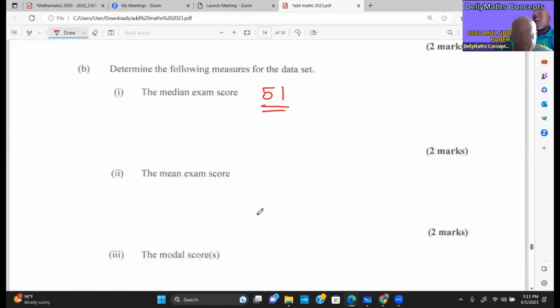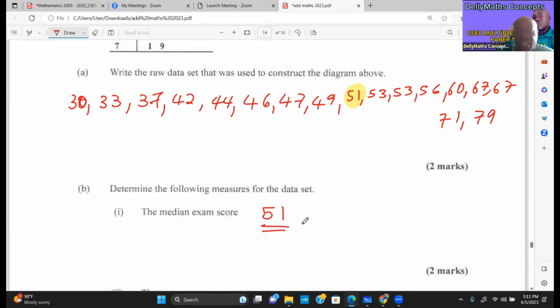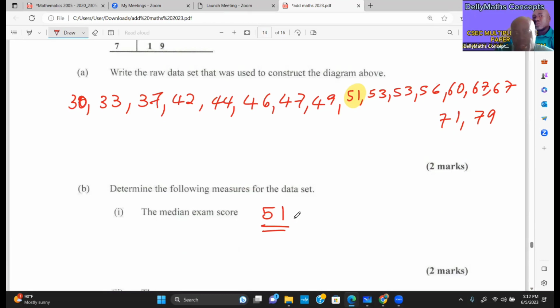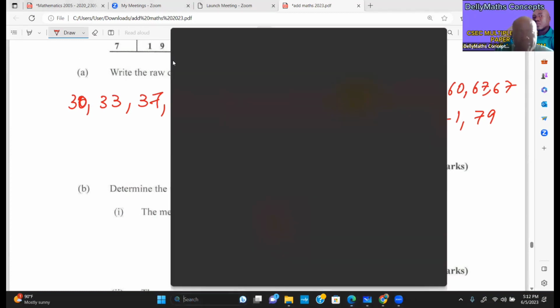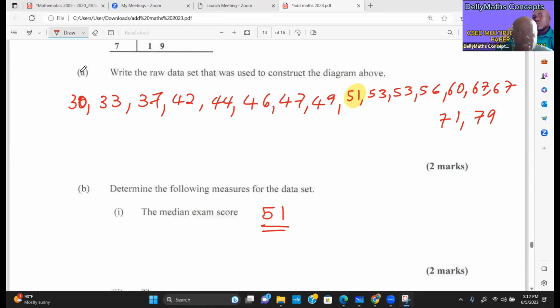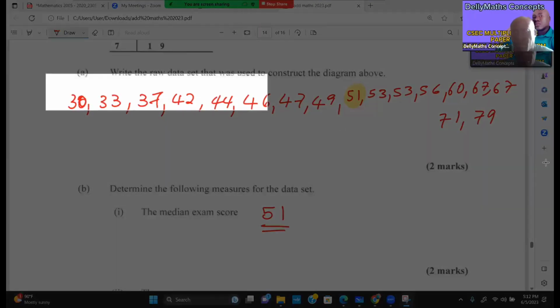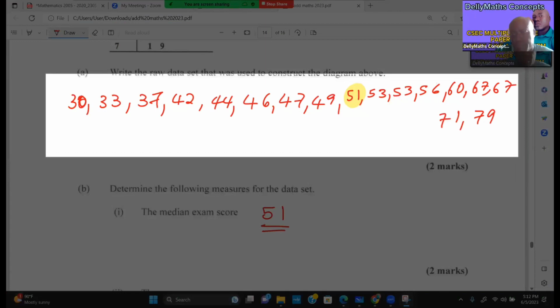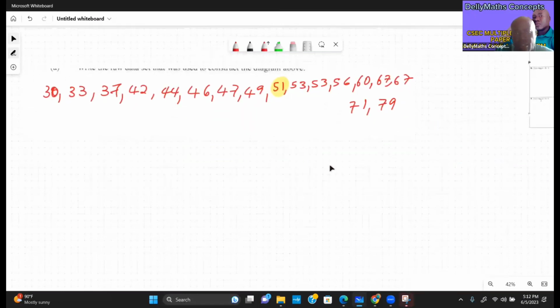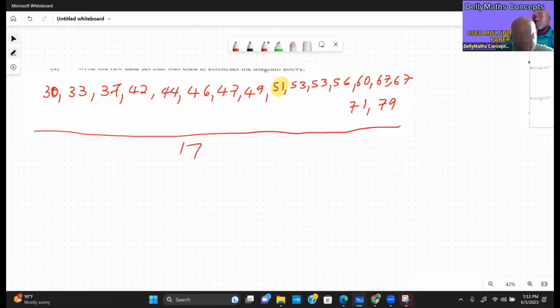The mean. The mean is when we add up everything and we divide by how many of them. So we just simply employ some addition. Matter of fact, let me just quickly take these off. All right, so we're going to find our mean. So we want to add these up. We're going to divide everything by 17, right?